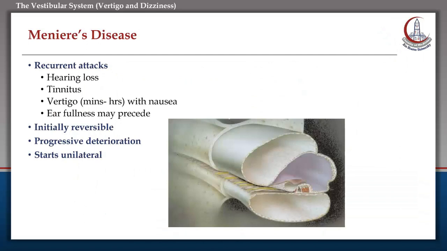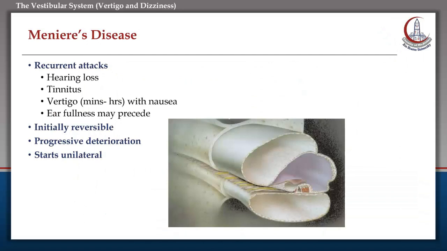Usually, even if the patient does not receive any treatment, the attack will abate, symptoms will recover, and the patient becomes completely normal in between attacks. However, with recurrent attacks, the patient may feel that the hearing is becoming less and less. And over time, when the patient is not treated, the patient may lose hearing completely in the affected ear. Surprisingly, when the patient loses hearing, she does not have any attacks at all, and she is free of vertiginous attacks at a very dear price, which is loss of hearing in the affected ear.